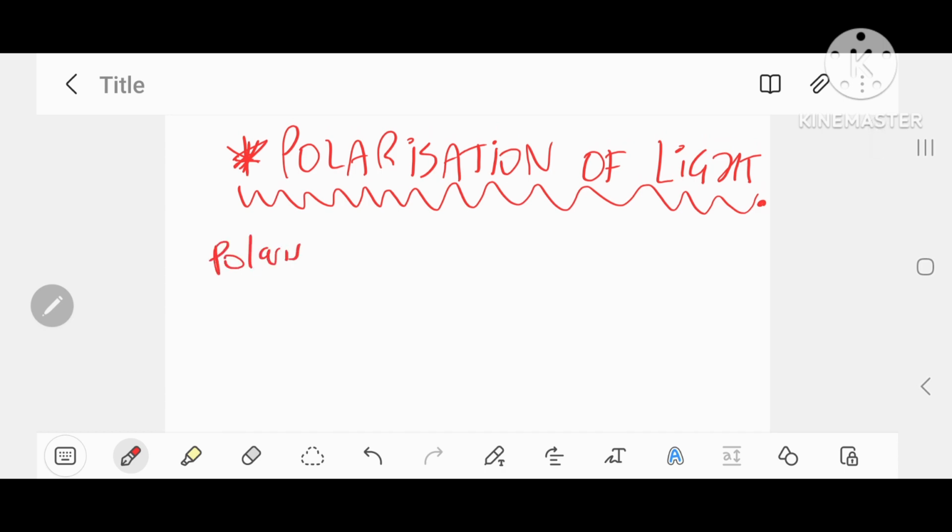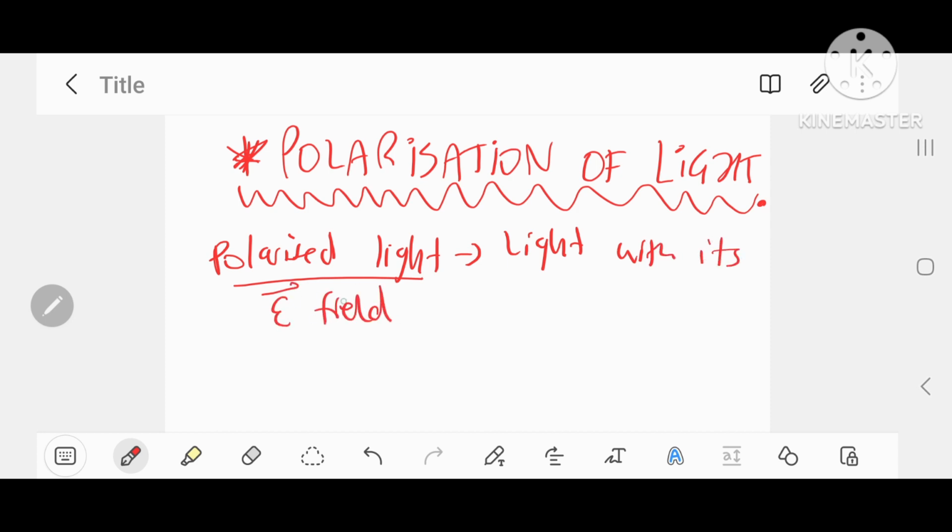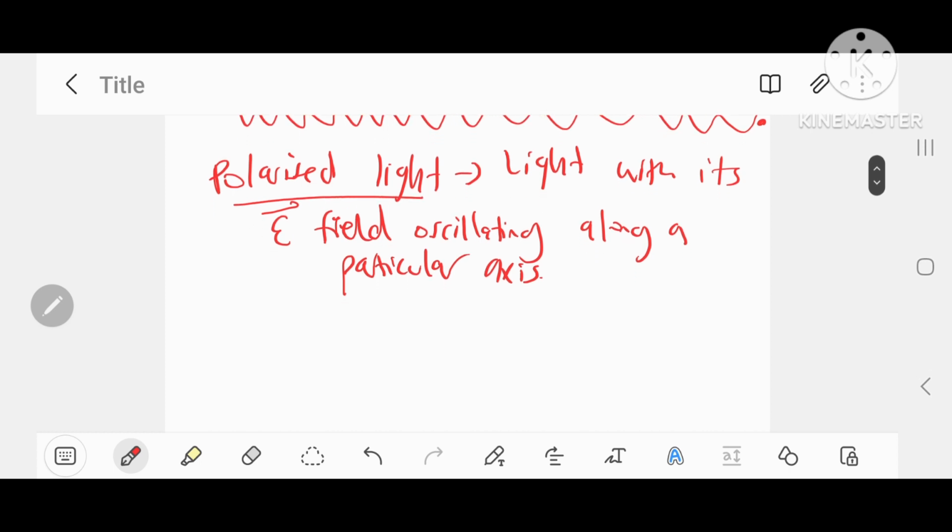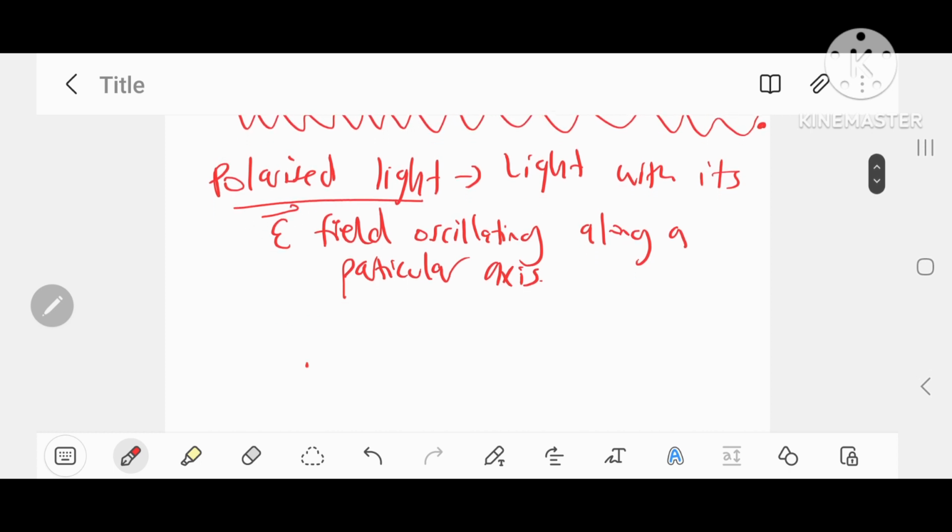So I'll start off with polarized light. Concept of polarized light. So polarized light is basically light with its electric field, so the component of the electric field oscillating along a particular axis or plane. And you can actually produce polarized light by passing it through what's known as a Polaroid, otherwise known as a polarizing filter.